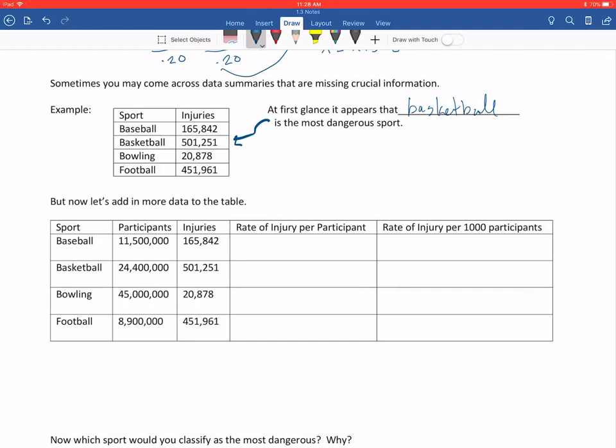However, let's add some more data. So what was missing down here was this idea of how many total participants there are. So there are 165,842 injuries in baseball out of 11,500,000 people playing. So what we want to do is divide that out. If we do 165,842 and we divide that by the total participants, that will give us the rate of injury per participant.